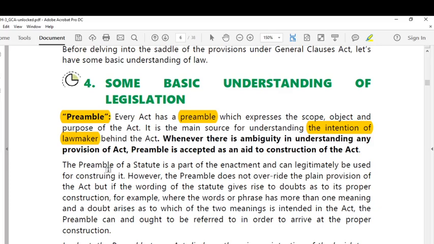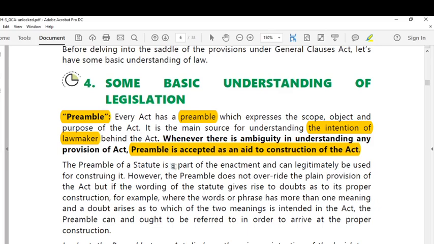Whenever there is ambiguity in understanding any provision of the act, the preamble is accepted as an aid to construction of the act. In case of an interpretation ambiguity, if you refer to the preamble, where you will find the scope, object and purpose of the act, it will support the construction of the act. The preamble of a statute is a part of the enactment.